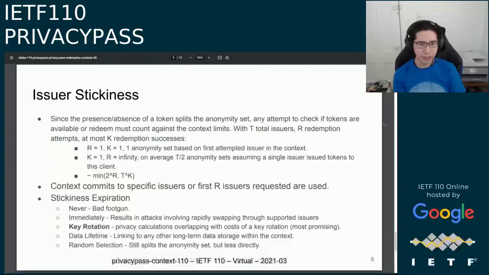There's the never, which is this bad foot gun of getting stuck with issuers. There's tying it to key rotation, since there's already attacks where an issuer rotates their key and each new epoch represents different data from a previous epoch. And tying it there does allow us to overlap these two problems. There's other more complicated schemes where we try rotating things, but each of them has their own additional complexity to the privacy math we'd have to do here.